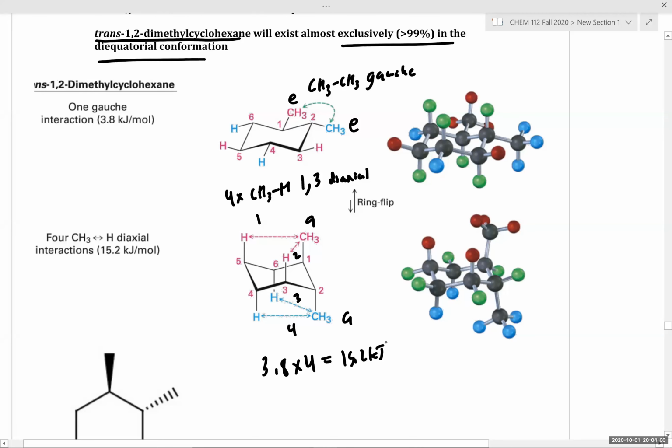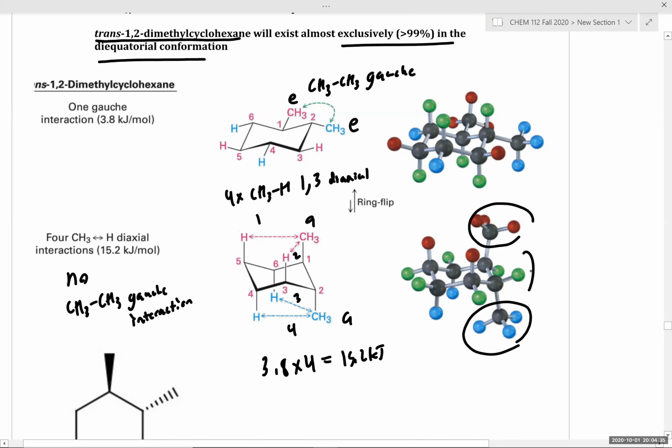Now, one interesting little curiosity I'd like us to ask is, looking at this molecule and the following picture, do we still have our methyl-methyl Gauche interaction? If we look at our methyl groups, do we see a Gauche interaction between them in this conformation? No, exactly right. There are 4 methyl hydrogen diaxial interactions, but no methyl-methyl Gauche interaction. Why? They're separated by 180 degrees.